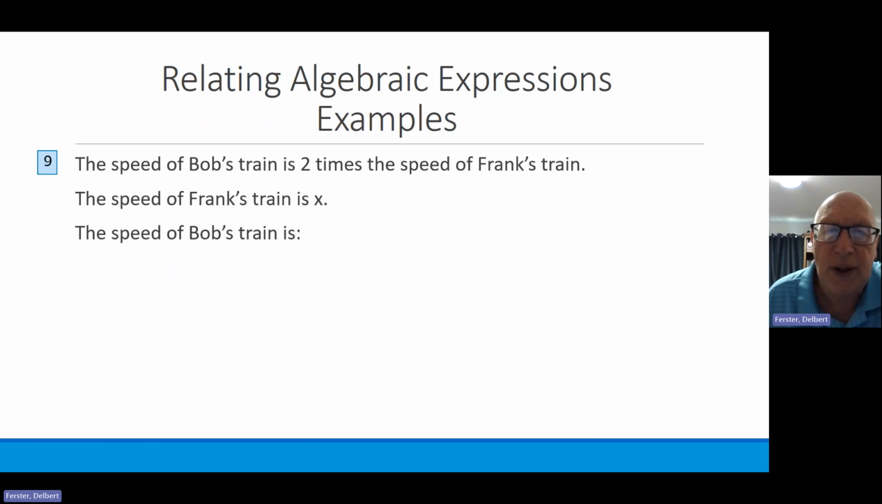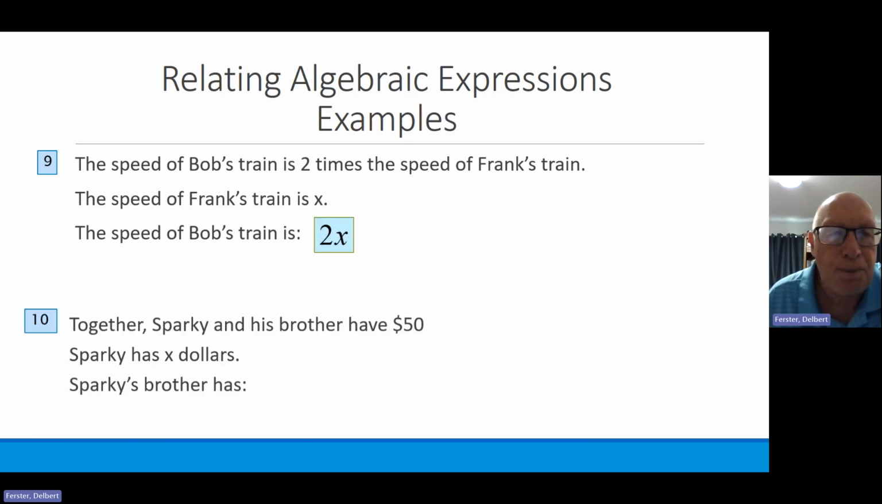All right, a couple of words. Read the words, read the words. All right, Bob's train's going twice as fast as Frank's. Frank's goes X, or whatever the units are, miles per hour. So Bob's is just 2 times that, or 2x.